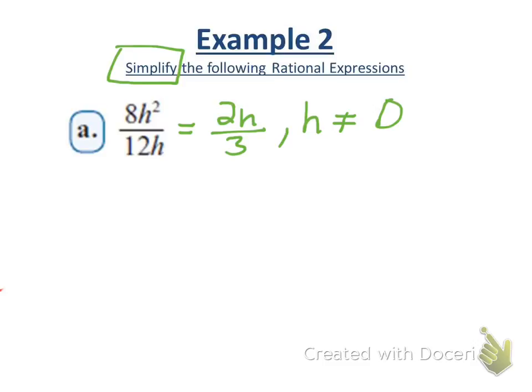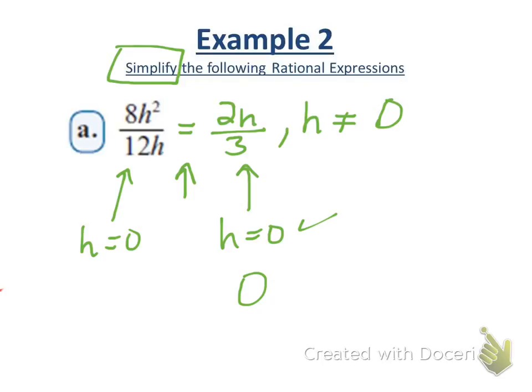Do we have to put that on every answer? I would like you to. I really would like you to, because we're qualifying this equal sign. If h equals 0, this is really bad. You get 0 over 0, that's undefined. If h equals 0 here, we get 0. h equals 0 works there, but h equals 0 does not work there. So this expression is only equal to this expression as long as h is not equal to 0. So it's important to have that disclaimer there.